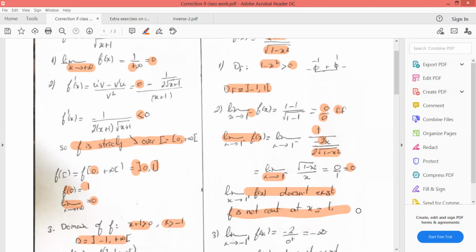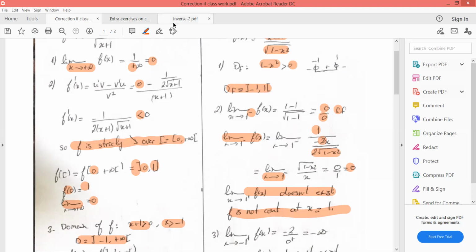F is not continuous at x equal 1. Now, yes. Why does it not exist? Because the domain is from -1 to 1. 1 plus means x greater than 1, but we have the domain from -1 to 1, meaning 1 plus is not included in the domain of definition, so it doesn't exist. 1 minus exists, 1 minus is less than 1. You mean -1 minus? Yes.